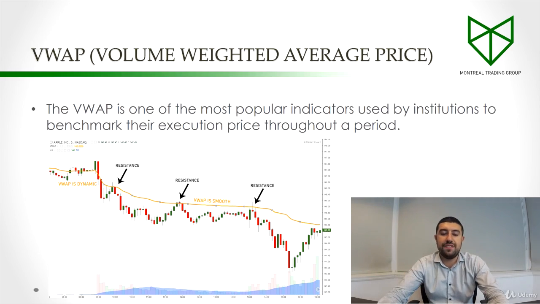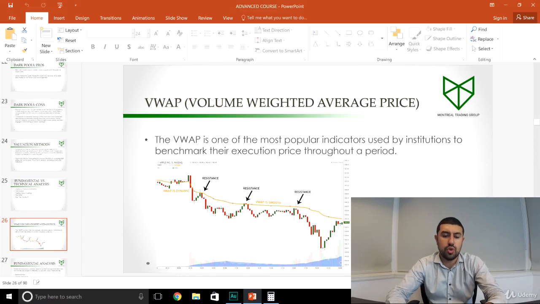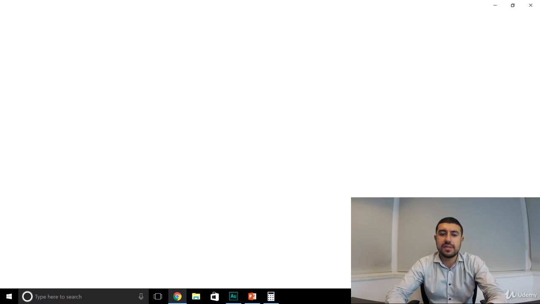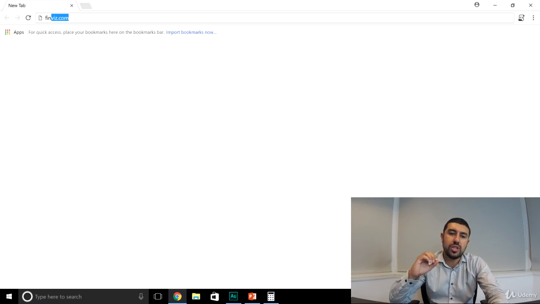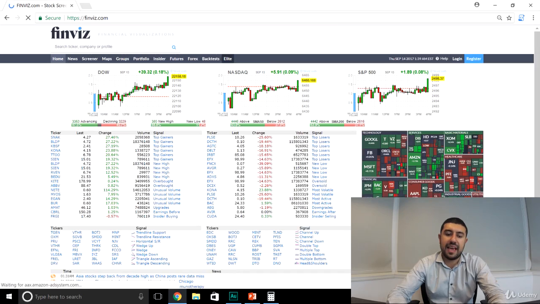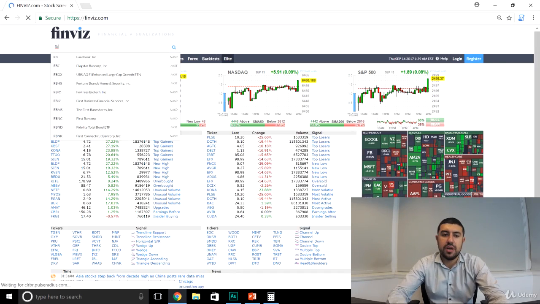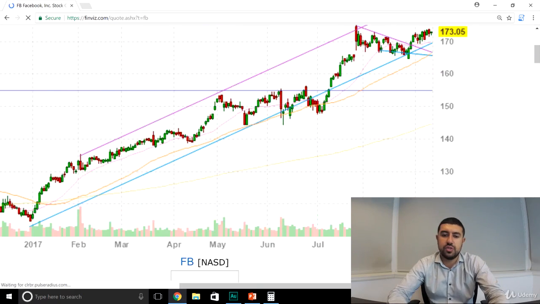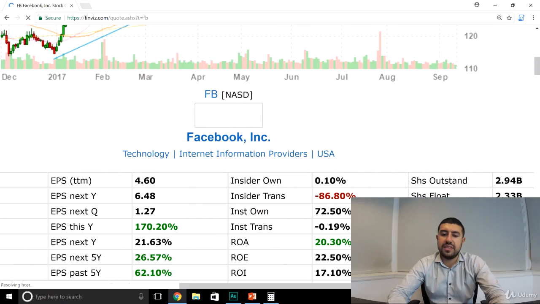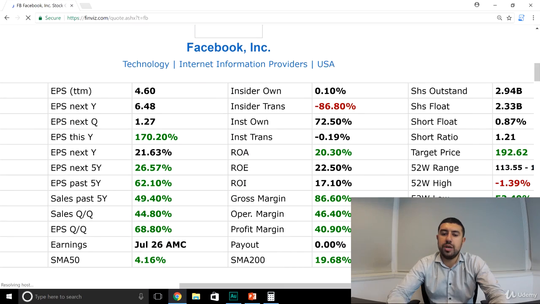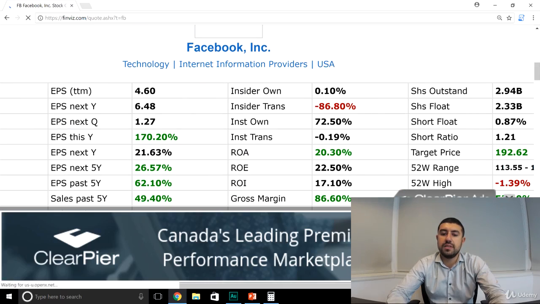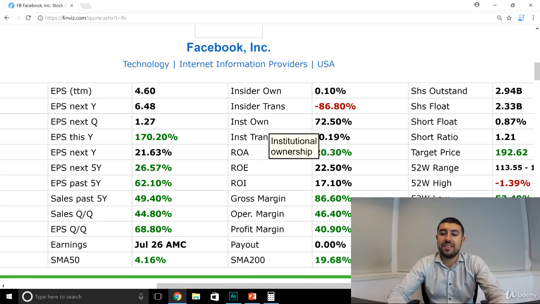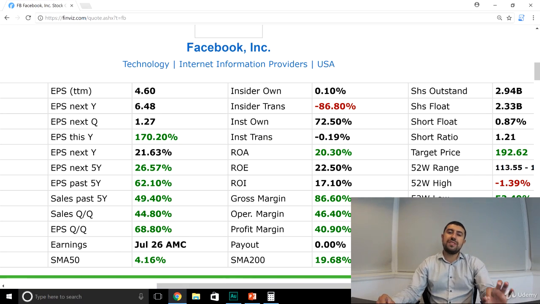Now, are you going to use the VWAP blindly across symbols? No, because not all stocks have high institutional ownership. So what you want to do is look at a company that has high institutional ownership. Let's say I'm looking at Facebook. I know that the institutional ownership is 72%, right? Institutional ownership is 72%. That means 72% of that company is being held by institutions.